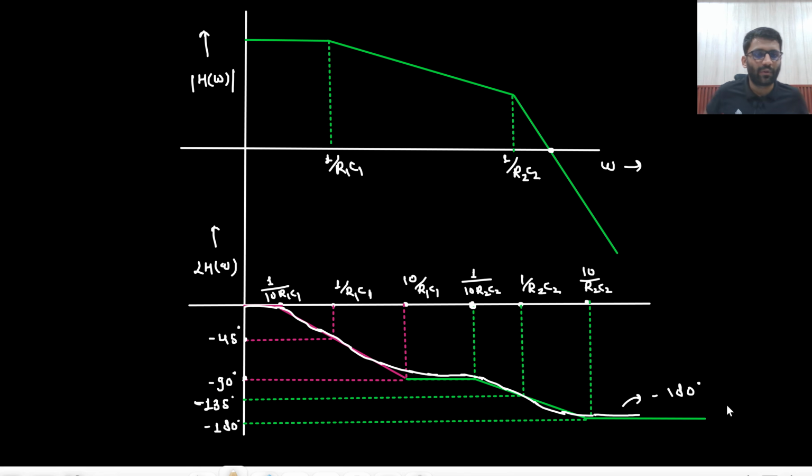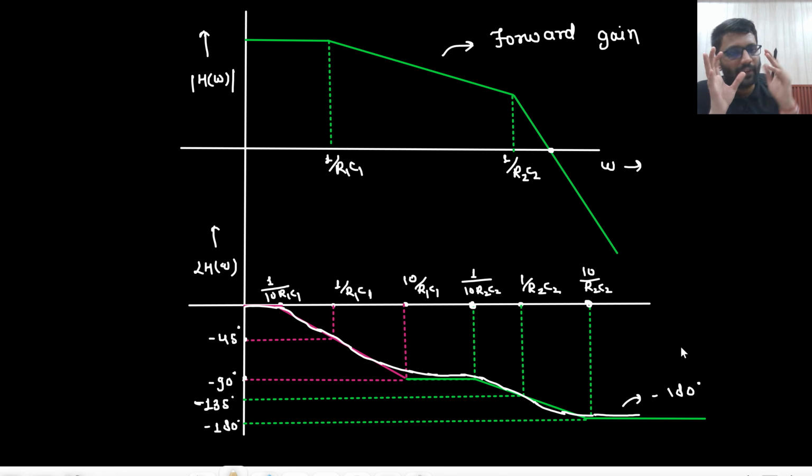For a second order system, you have drawn a phase plot now. Okay. Now let's just see one thing. So at 10 by R2C2, you are having your phase shift approximately around minus 180 degree. Okay, this was the forward gain. Now what I am assuming is that my feedback is not providing me any phase shift, or neither is it giving me any reduction in the gain. Basically, I am assuming beta is equal to 1.